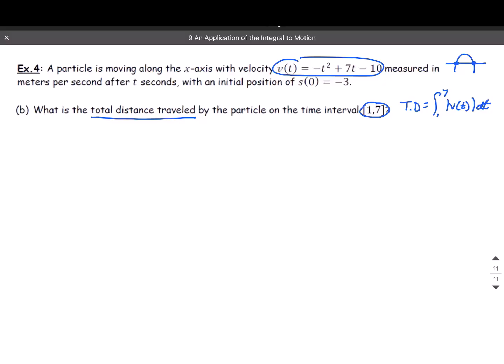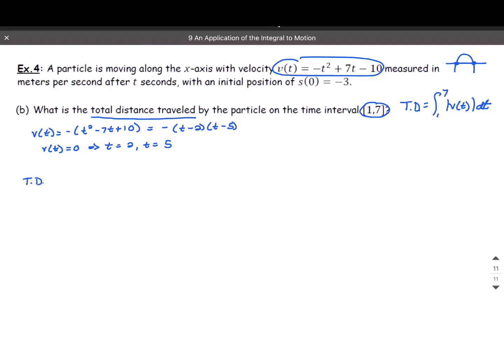So what we need to do first is take this velocity and factor it. I'm going to factor out the negative first. And then I know that's going to factor to t minus 2 and t minus 5, which means that the velocity is 0 at t equals 2 and t equals 5. That is where we're going to need to break up our integrals.